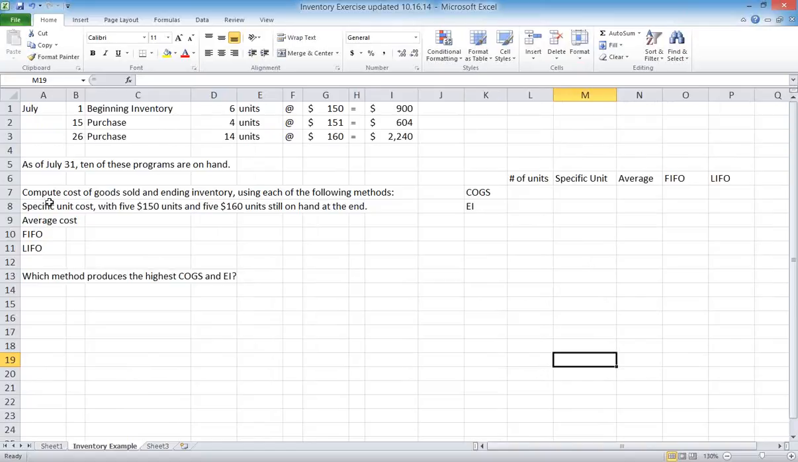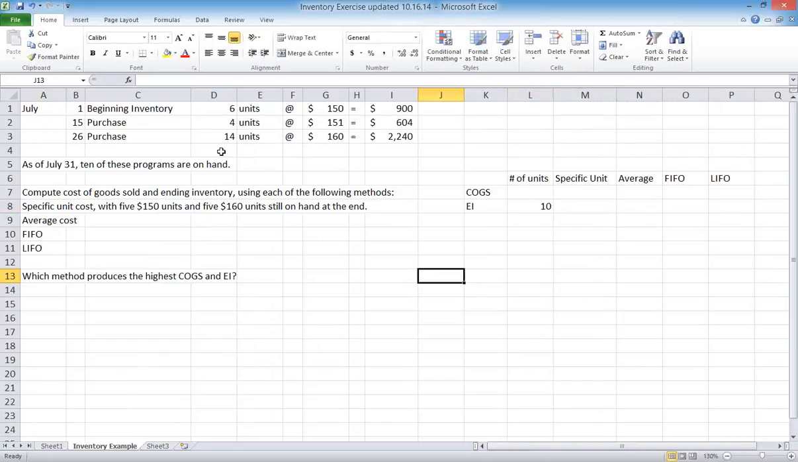So we compute the cost of goods sold and ending inventory using each of the following methods: specific identification or specific unit costs. It tells us we have 5 of the $150 units and 5 of the $160 units still on hand. That means that will be my ending inventory. It means I have 10 units in ending inventory.